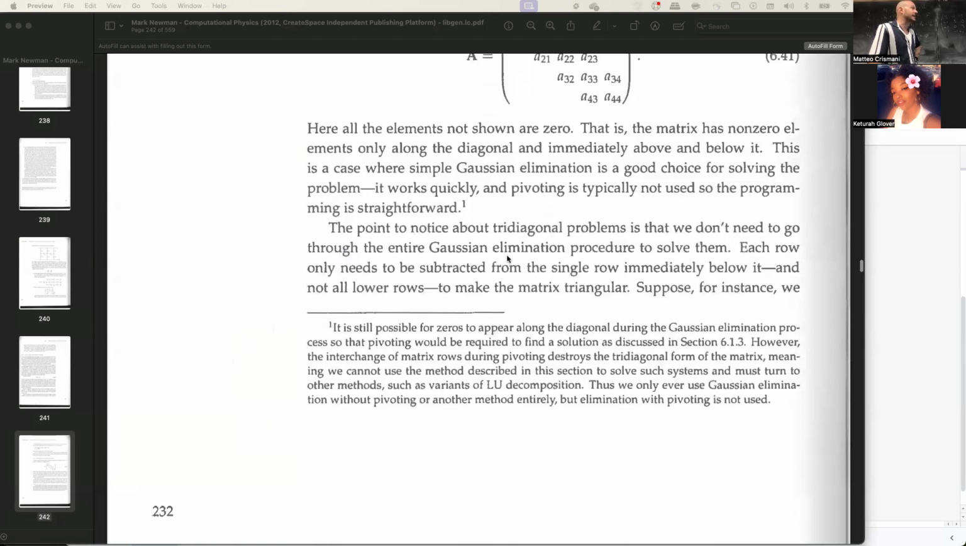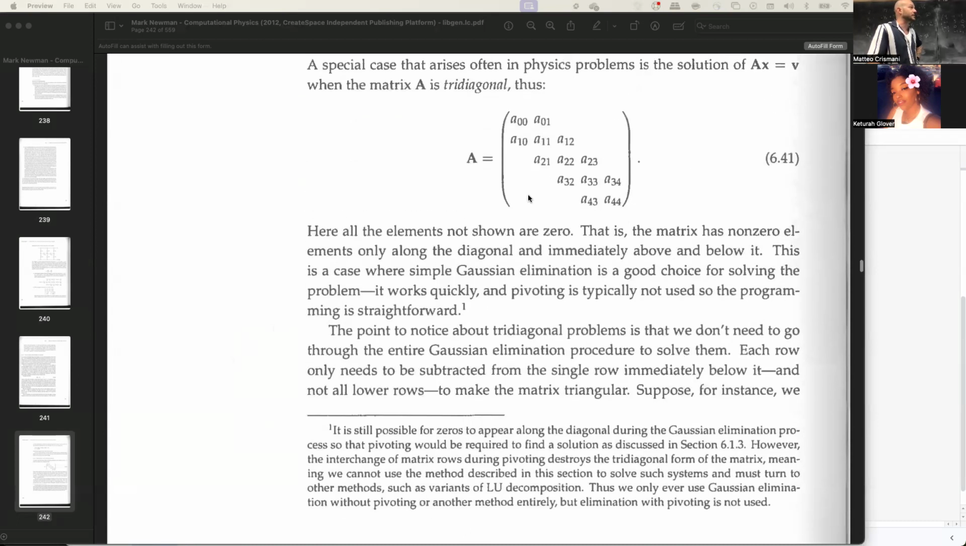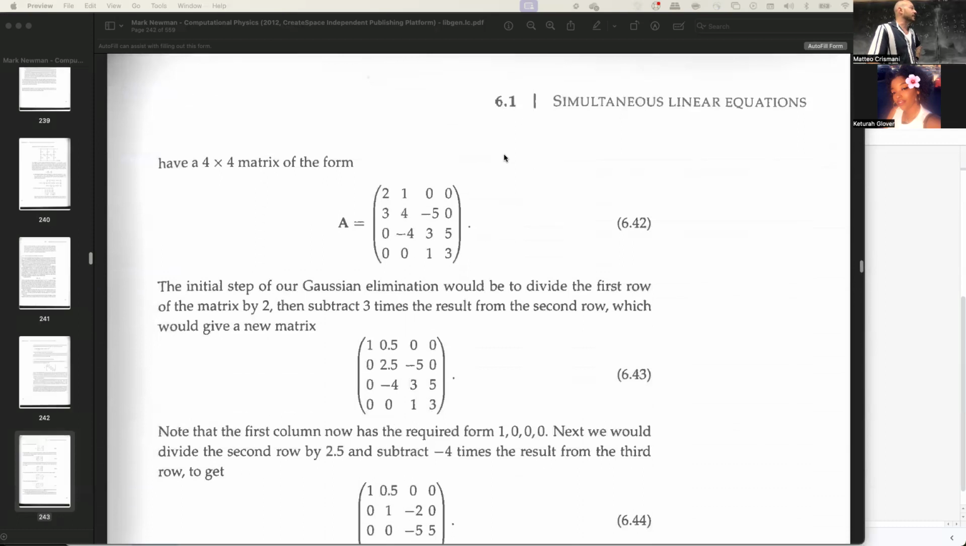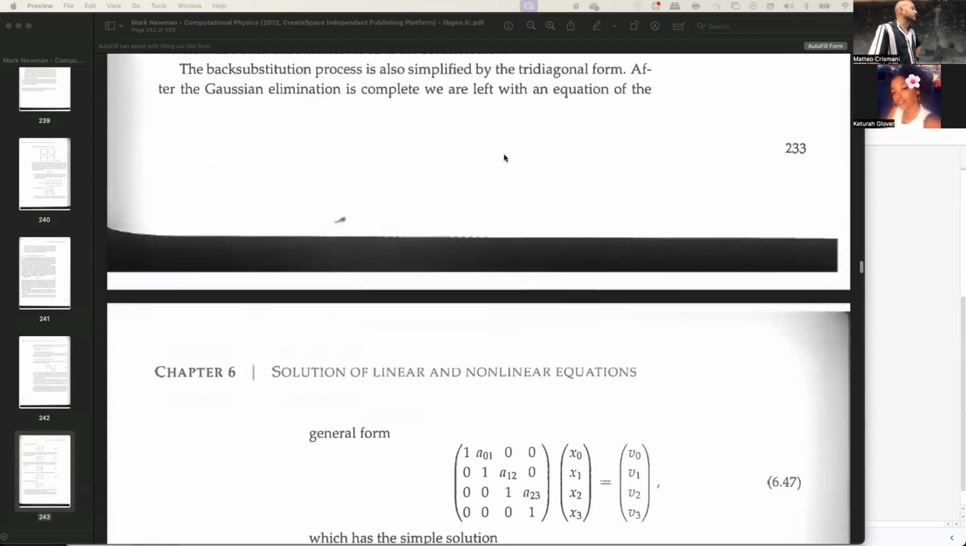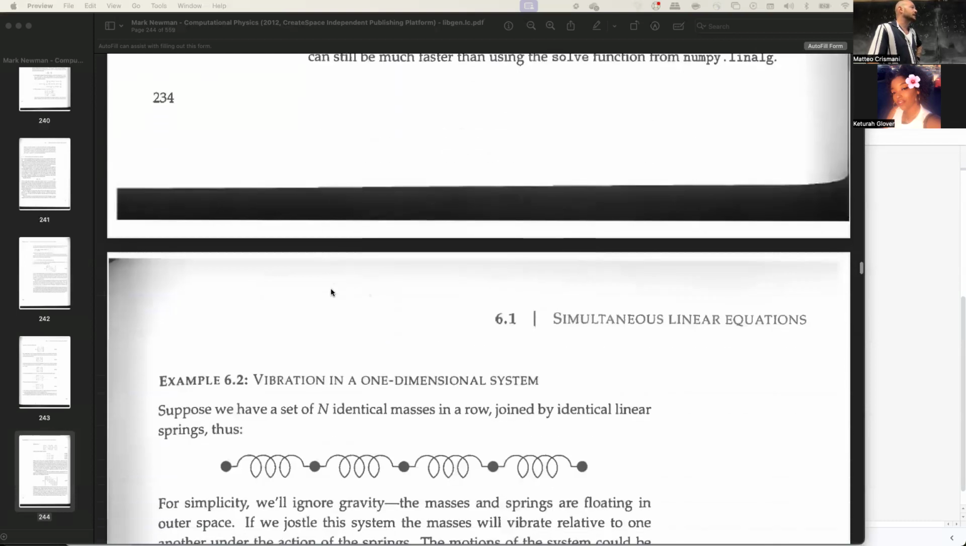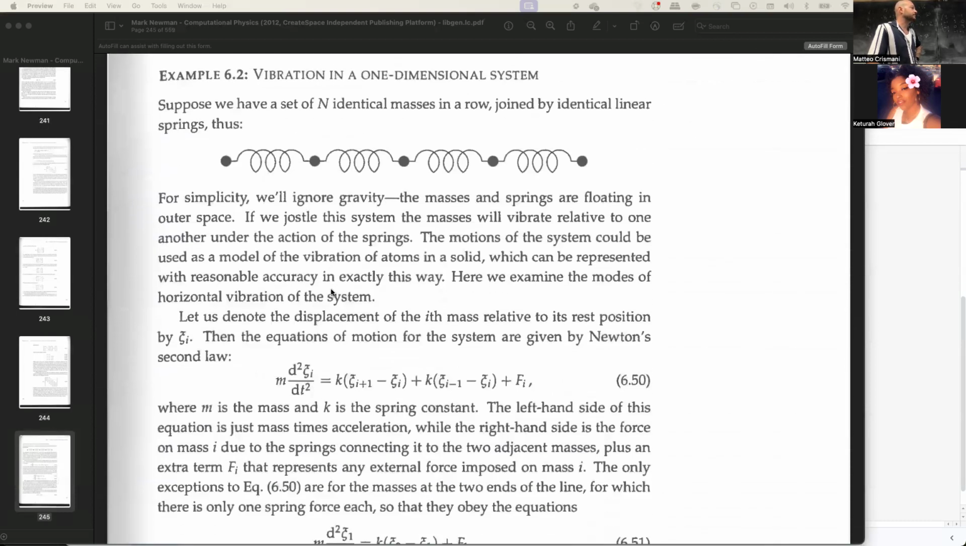You don't need the entire Gaussian elimination procedure to solve them because they're almost partially solved, right? These are all zeros down here. So you may find, let's see, where is it? Here it is. Linalg is slower than this Thomas algorithm, but you could code that up if you wanted to. Generally speaking, we won't be doing it very fast.